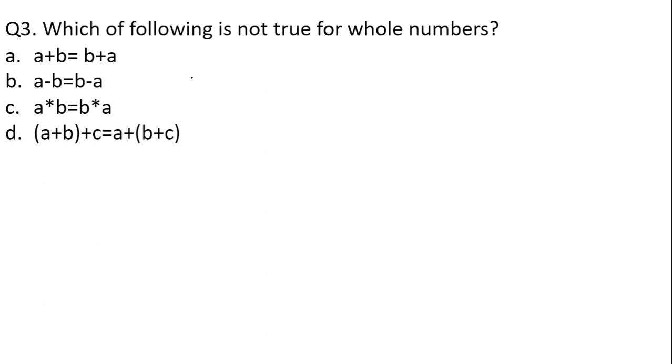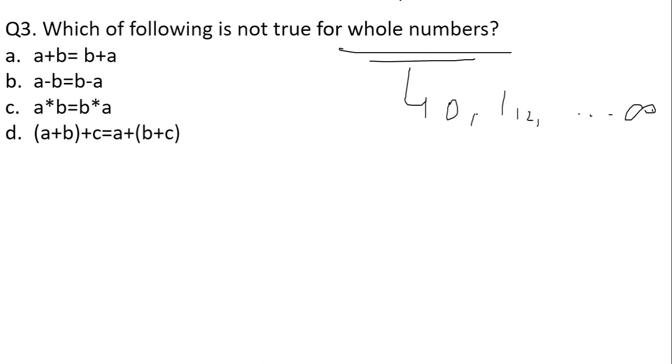So the next question is, which of the following is not true for the whole numbers? We know what whole numbers are. The counting numbers starting from 0 are whole numbers: 0, 1, 2, 3 up to infinity. So they have asked us which of the following is not true regarding the whole numbers.